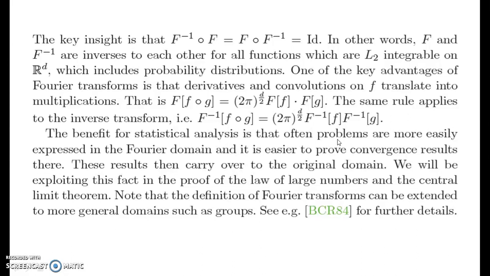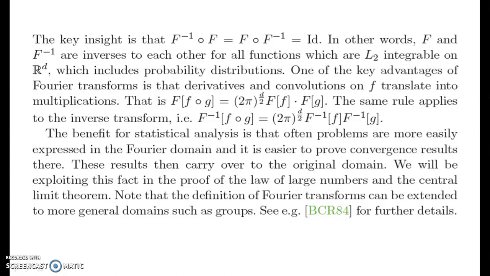One of the key advantages of Fourier transforms is that derivatives and convolutions translate into multiplications. That is, F[f ∘ g] equals (2π)^{d/2} F[f] F[g]. The same rule applies to the inverse transform, that is F^{-1}[f g] equals (2π)^{d/2} F^{-1}[f] F^{-1}[g].